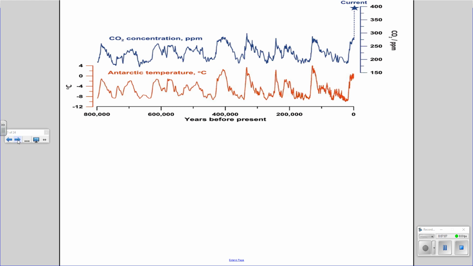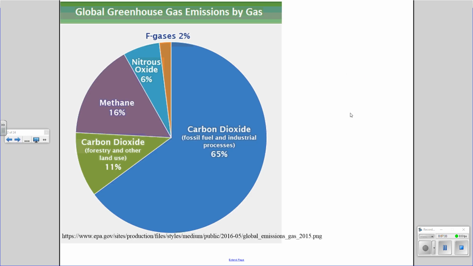So what do we know? We know if we take data back 800,000 years ago, that there seems to be a correlation between the amount of CO2 in the atmosphere and global temperatures. When CO2 decreases in the atmosphere, global temperatures decrease. When CO2 concentration increases in the atmosphere, global temperatures also increase.